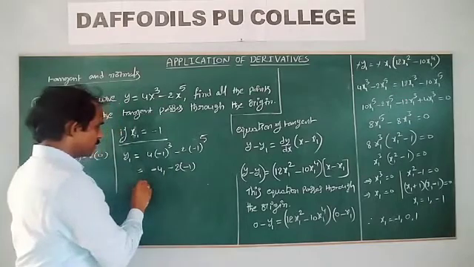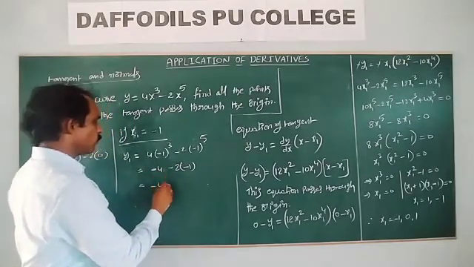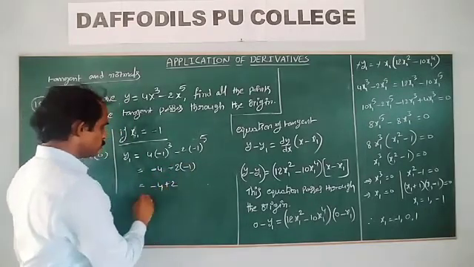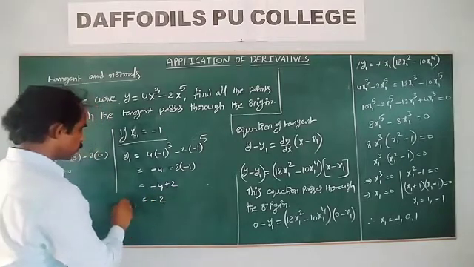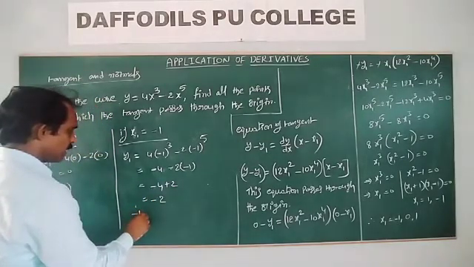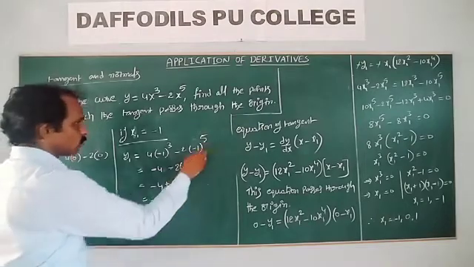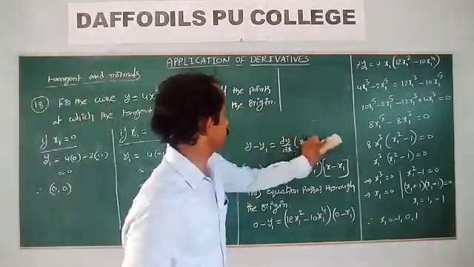Minus 1 to the power of an odd number is minus 1 only. So that implies minus 4, minus into minus plus 2. Therefore, that implies minus 2. The second point is (minus 1, minus 2). Next, the third point.